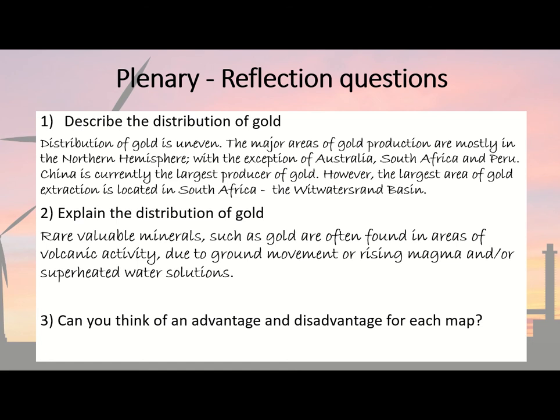However, Australia, South Africa and Peru also produce a lot of gold, and they're in the southern hemisphere. China is currently the largest producer of gold. However, the largest area of gold extraction is in South Africa, the Witwatersrand Basin. There we go. So I've given you loads and loads of detail, going from being quite generic, it's uneven, then to it's in the northern hemisphere, then to very specific locations.